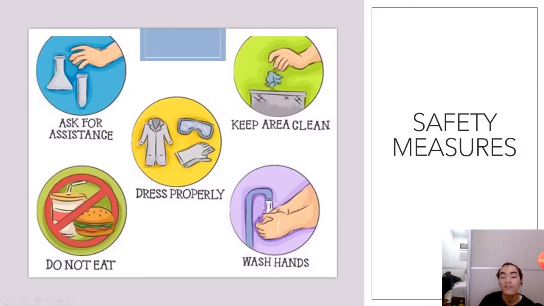Safety measures are what we have to keep in mind to make sure that we are kept safe during the experiment. We always have to dress properly, keep the area clean, wash our hands, and we do not eat in the lab. Should any troubles come up, we always have to ask for assistance from the lab supervisor or our lecturers.